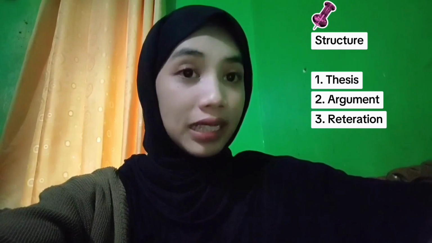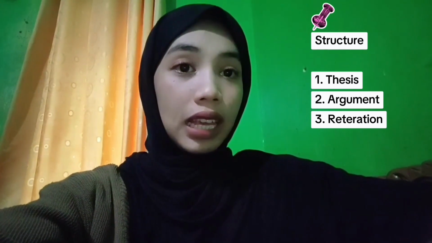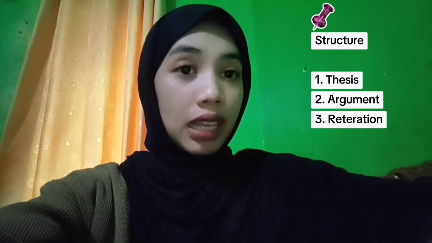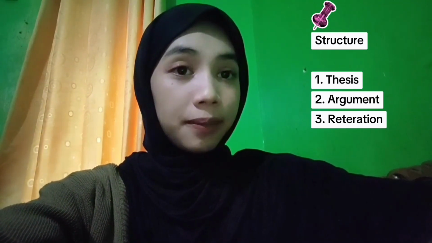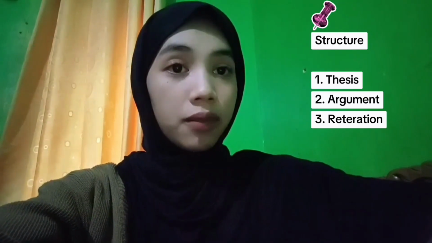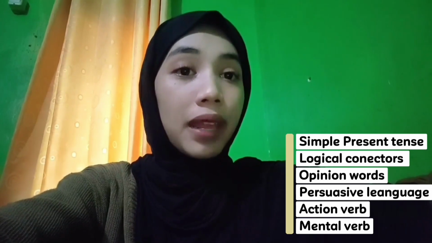The first, thesis, introduces the topic and writer's opinion. The second, argument, gives the reasons and evidence to support the opinion. And the last, reiteration, restates the writer's opinion or conclusion. Features of analytical text: using simple present tense, using logical connectors, using opinion words, using persuasive language, using action verbs and mental verbs.